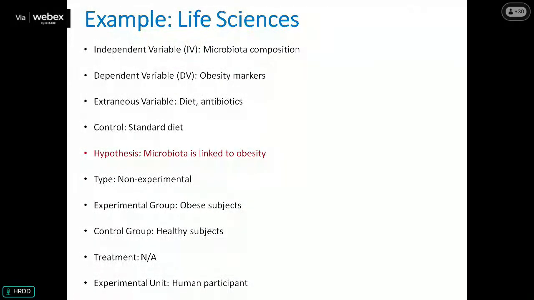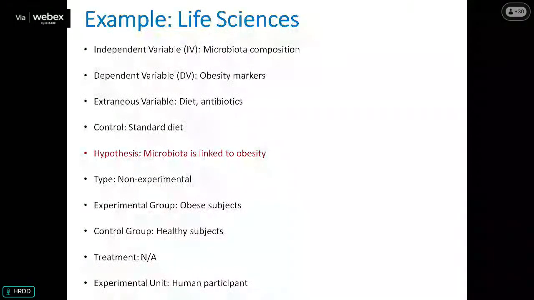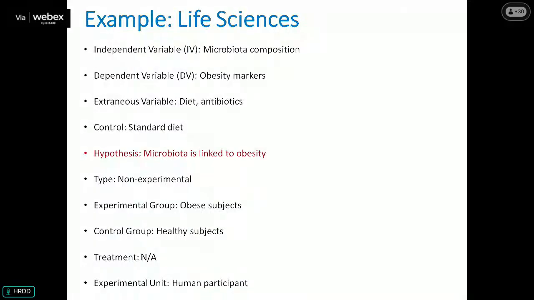So here the independent variable is microbiota composition and the dependent variable is obesity markers. This is why you use the term obesity markers. BMI is one of the markers.